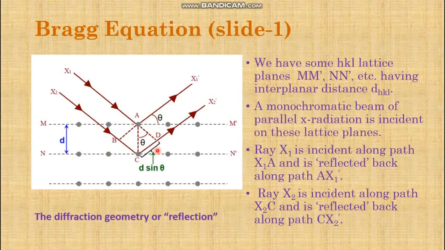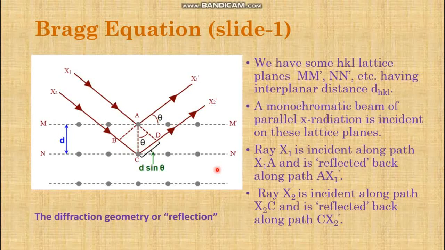Now, as I have said, when X-rays are incident on a crystal face, they penetrate into the crystal and are scattered by the atoms or ions. So let us consider a set of parallel and equidistant planes. This is a plane, this is another plane, this is another plane. They are parallel and equidistant planes, written as m, m dash, n, n dash, and so on. These planes characterize the arrangement of the atoms or ions in the crystal, isn't it?